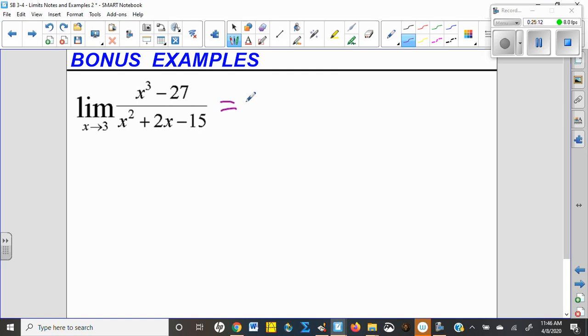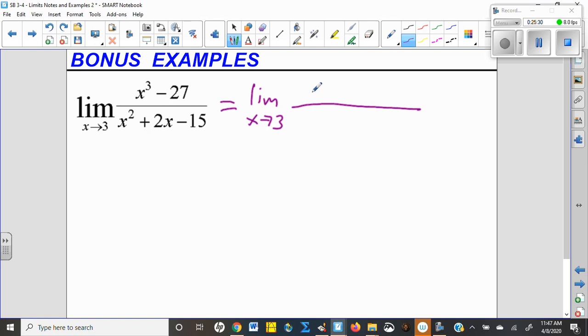0 over 0 almost always indicates, though, that you have a good chance that a limit exists, because it's probably a removable discontinuity caused by a hole. So it looks like these are factorable expressions, and so what I'm going to do right off the bat is try some factoring, just like rational functions back in Unit 1.